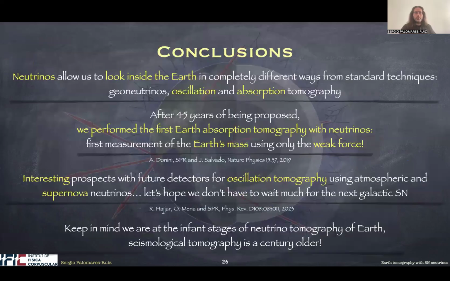So let me conclude. Neutrinos allow us to look inside the Earth in completely different ways from standard geophysical seismic, free modes techniques. We can use neutrino oscillation and absorption tomography. After 45 years of being proposed, we performed the first Earth absorption tomography with neutrinos. And this is a first measurement of the Earth's mass with only the weak force. But there are also interesting prospects for oscillation tomography using atmospheric and supernova neutrinos. But keep in mind that we are at the infant stages of neutrino tomography, unlike what happens with seismological tomography.